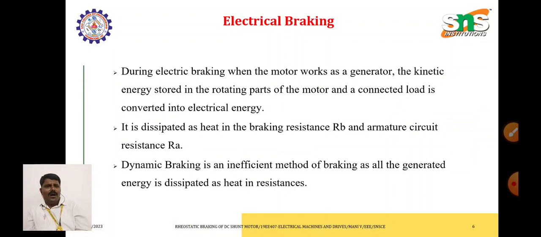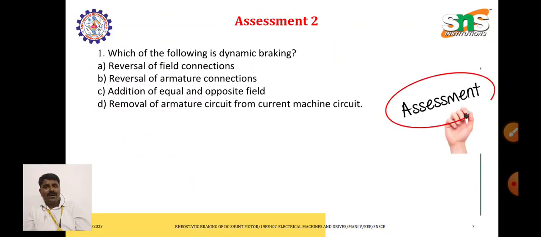So in this electrical braking, the dynamic braking, or rheostatic braking, is a very smooth operation. But one limitation is that a suitable value of variable rheostat should be inserted across the armature. That is one thing. And the field remains connected with the power supply, so that only the rheostatic braking is possible.